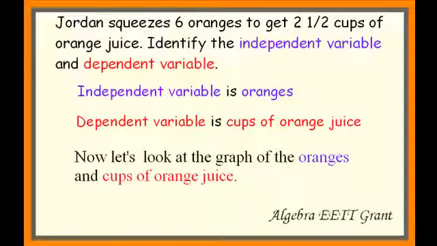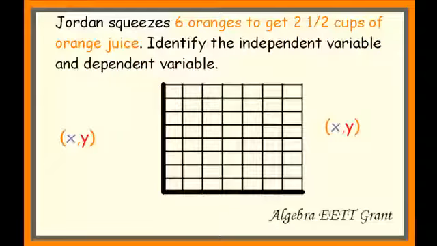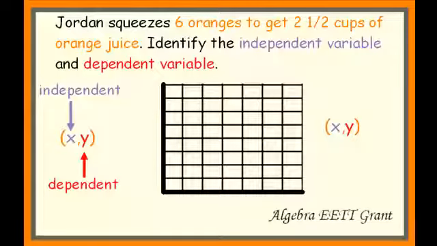So now let's look at a graph of the oranges and the cups of orange juice, because I know this is just one little point, but eventually we'd like to go into equations and solve equations and know what the independent and dependent variable are. So let's just practice this. When we graph something, it's got an x value and a y value. Now, x is usually the independent variable and y is usually the dependent variable. So what's going on with this one?